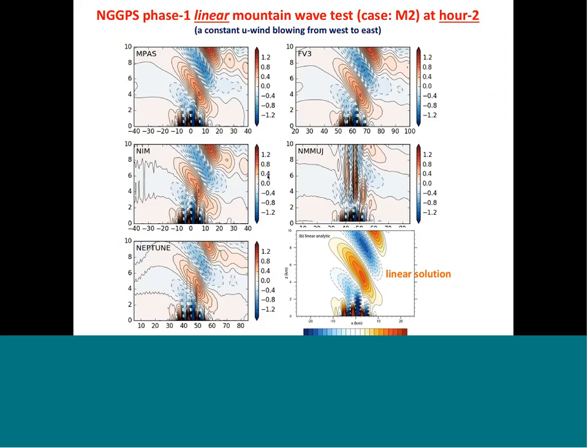What people were looking at was only the dispersion relation. The best way is just putting in the real mountain, a very tricky mountain in this case, and comparing. This is a totally linear situation, and this is done in NGGPS Phase One in the comparison. Here, we have five models and one linear exact solution right here, and MPAS is indeed the second place model. All the other models seem to have big problems one way or another, but if you look carefully at MPAS here, this FV3, it looks almost like a linear exact solution.